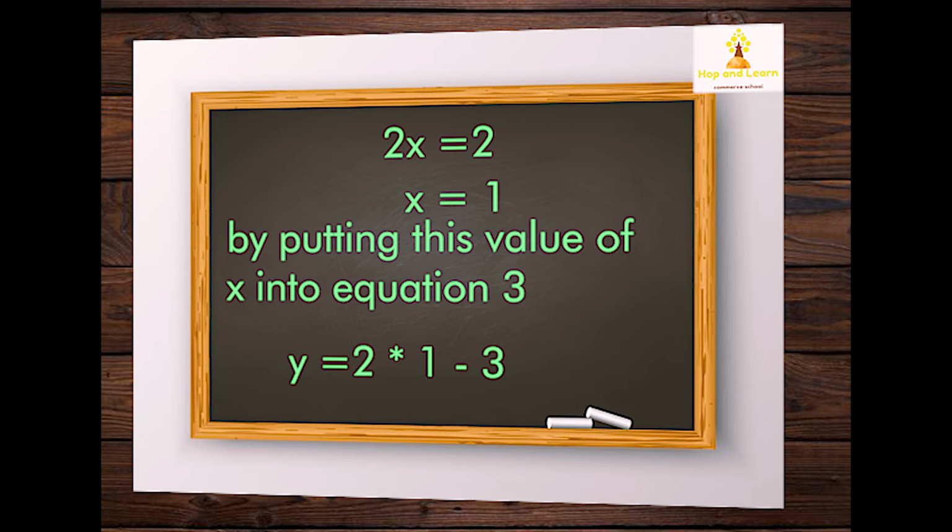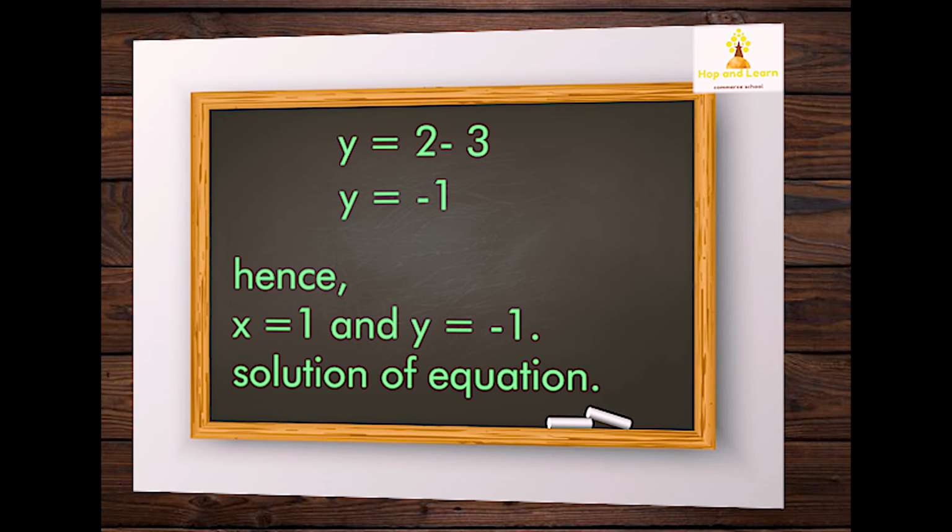So the value which we have got, x is equal to 1 after solving the equation. By putting this value of x into equation 3, we will see y is equal to 2 into 1 minus 3. We have got this equation. So we have replaced the x with the 1 because we got the value of x is equal to 1 in the previous solution of equation 2. Now let's move ahead. Here y is equal to 2 minus 3. After solving this equation, y is equal to minus 1.